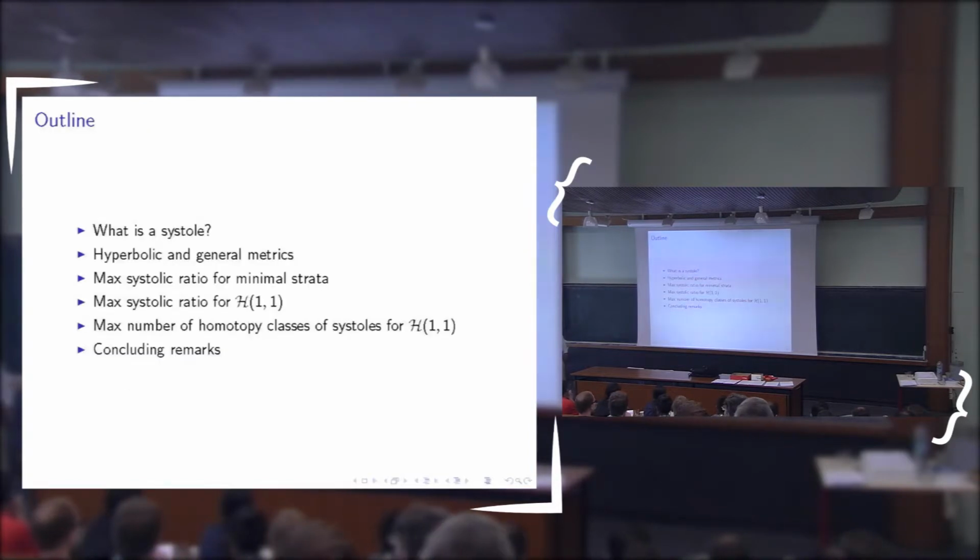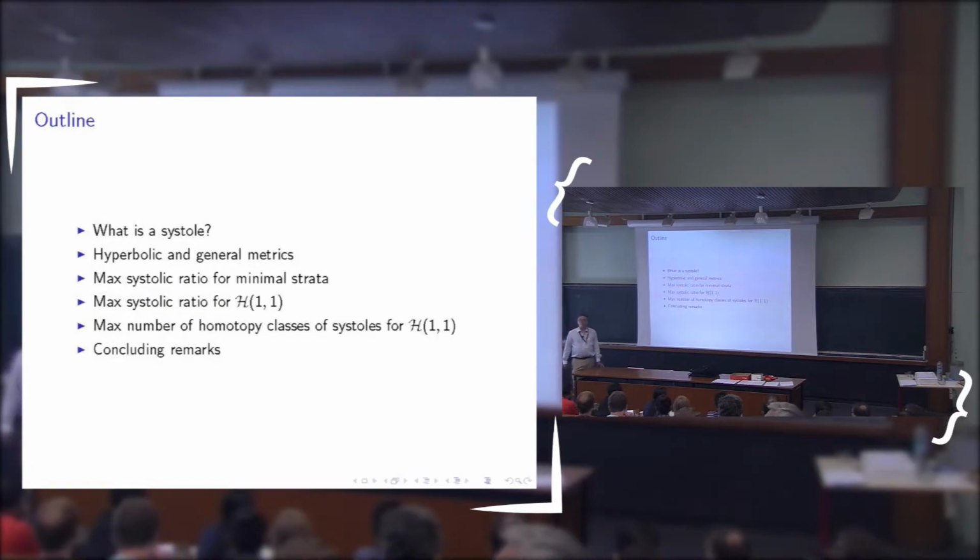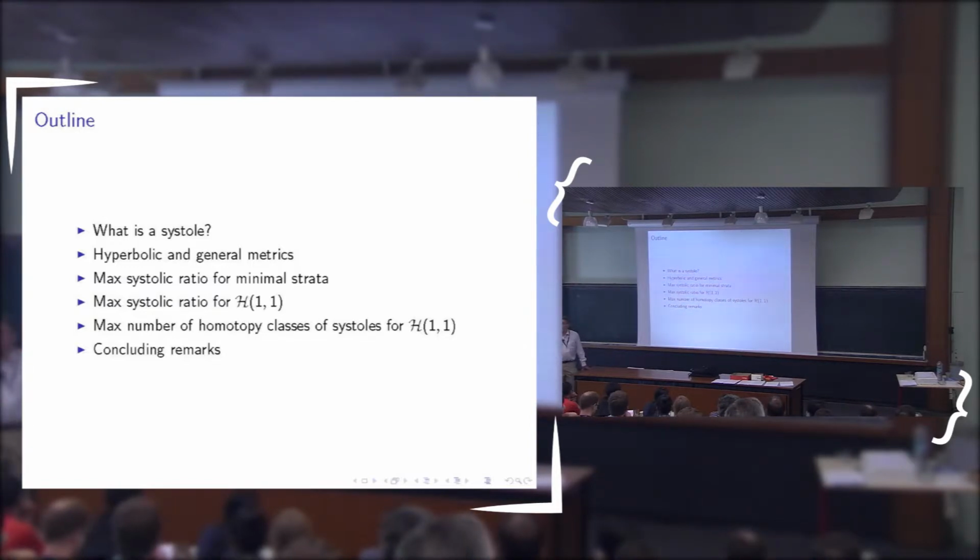We're going to talk about systoles. So first I'll tell you what a systole is. Then talk about hyperbolic metrics and more general metrics where it's been studied a lot with mixed success. Then we'll move on to translation surfaces, and I'll give you some results about systoles for maximum systolic ratio for minimal strata, and then the maximum systolic ratio for H11, which at this point is still conjectural, and then talk about the maximum number of homotopy classes of systoles in a surface in H11, and then some other results.